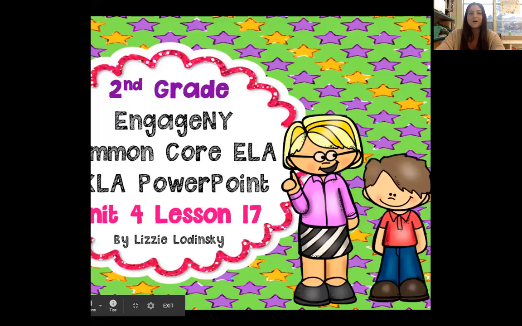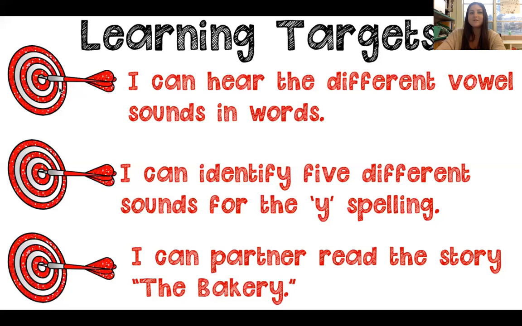So I'm going to share my screen with you, and we're going to get started with our goals for today. As you know, I always love to start with goals. This helps us know what we're trying to learn by the end of the lesson. Our learning target, goal number 1: I can hear the different vowel sounds in words. We know that vowels can make different sounds. It can say its name or it can say its short sound. So E, eh, that's what we're going to be practicing today.